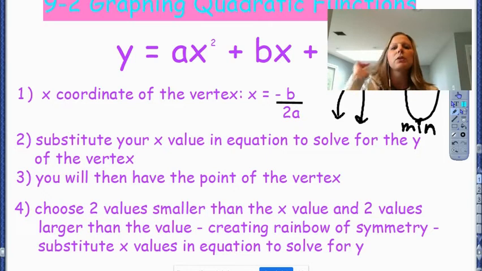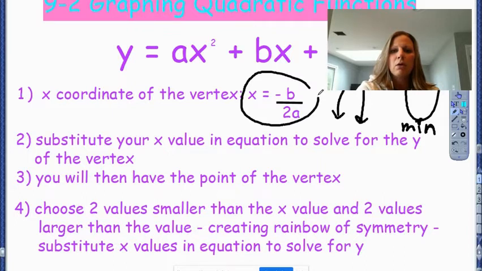So what we do when we're looking for our vertex is this formula, x equals the opposite of b over 2a. You substitute your x value in the equation to solve for the y of the vertex. So you pick out your numbers to figure out your x. Once you get your x value, you plug your x back in, and then you get your y.